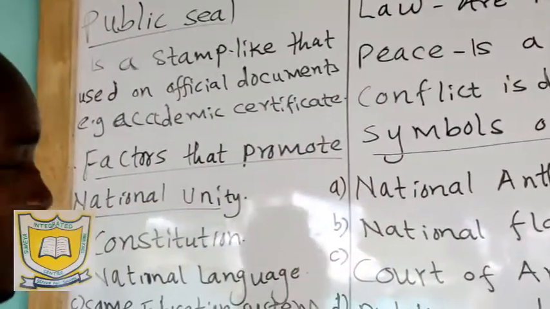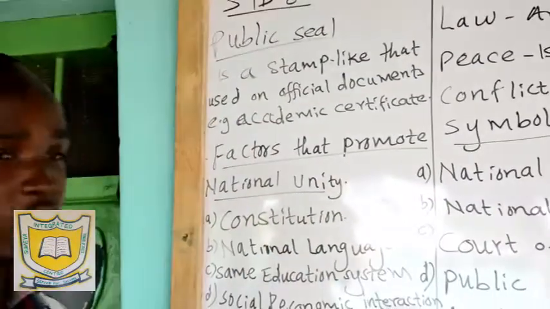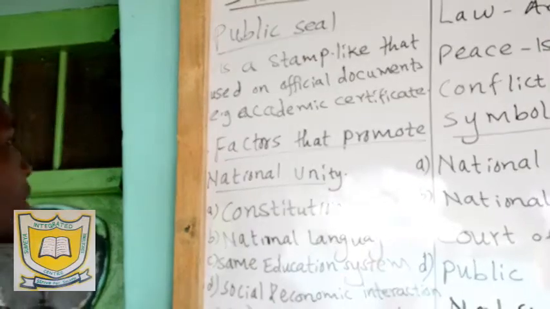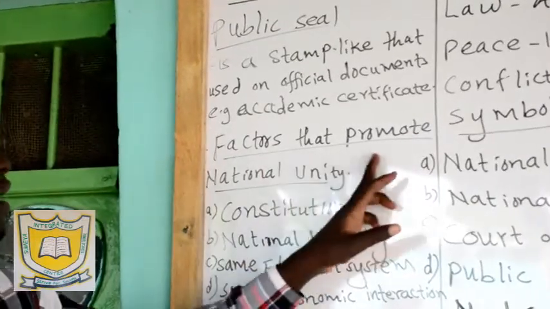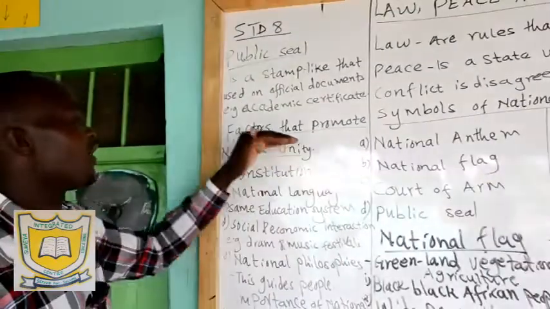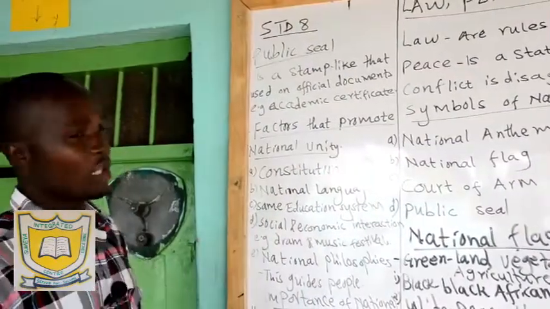So that is about the national symbols that promote unity. Now, we want to look at the factors that promote national unity. These are symbols, then these are now factors that promote national unity.